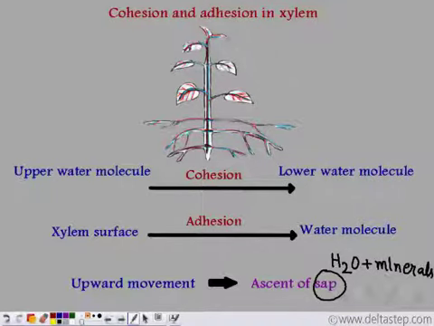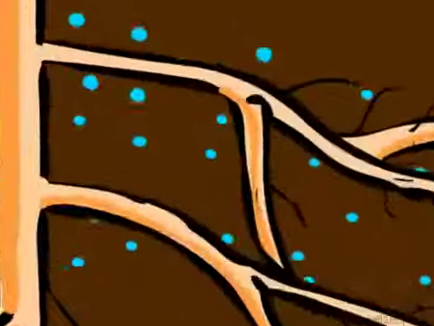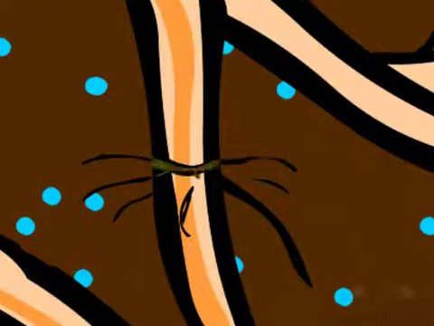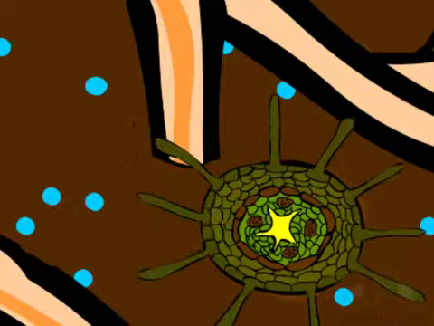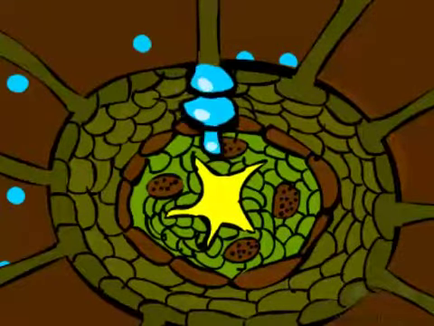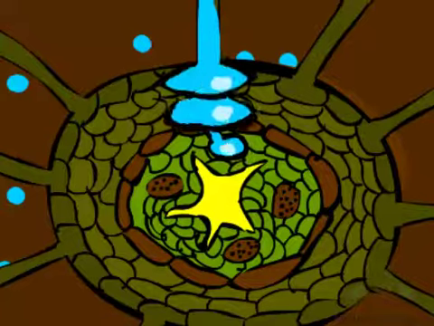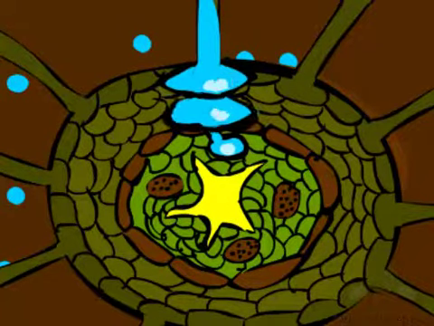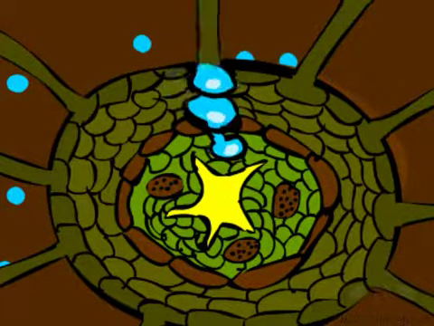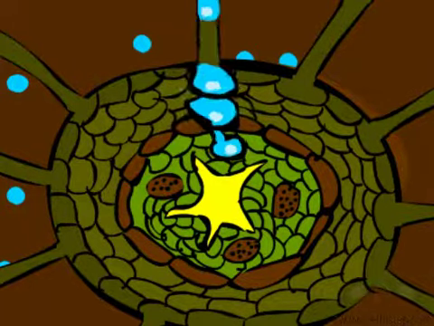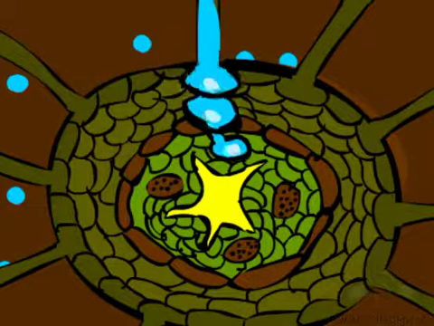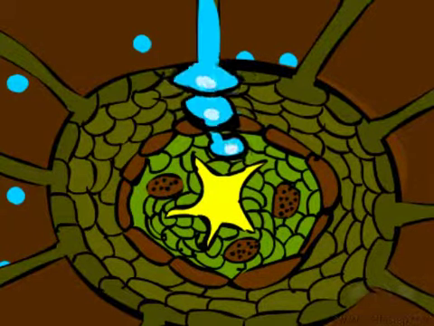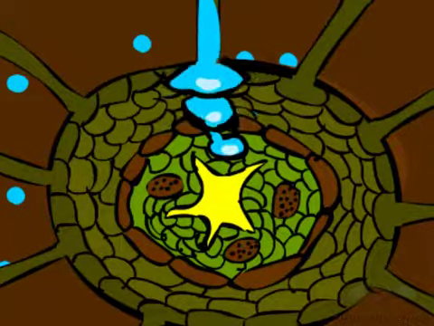Now, how does the water reach the xylem? Water moves from the outer cell into the inner cell through osmosis. This outer cell has a high concentration of water with respect to the adjoining cell that has less water. So osmosis will take place from this cell to the adjoining cell, and finally it will reach up to the xylem.